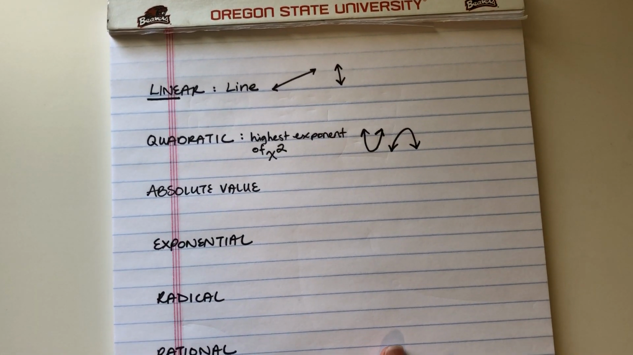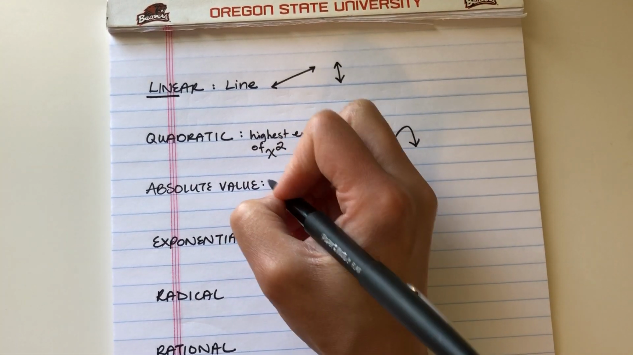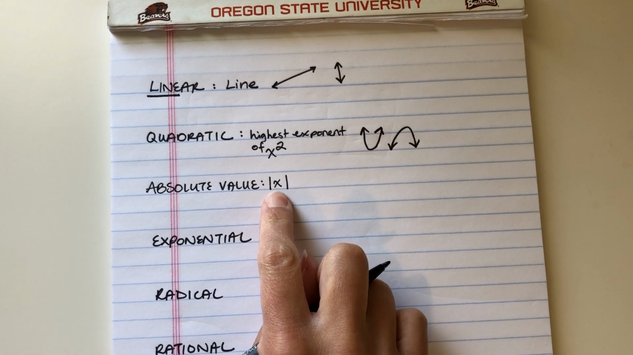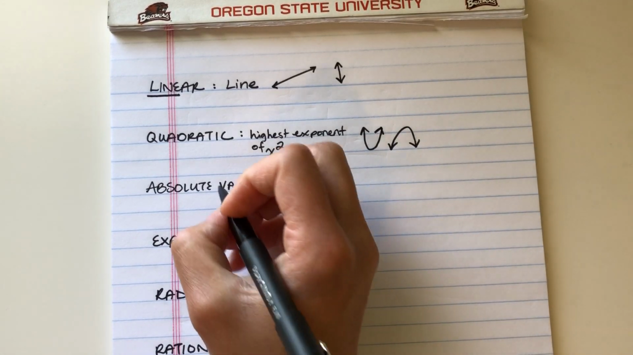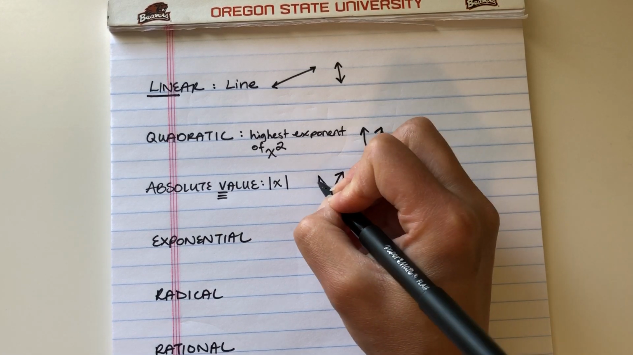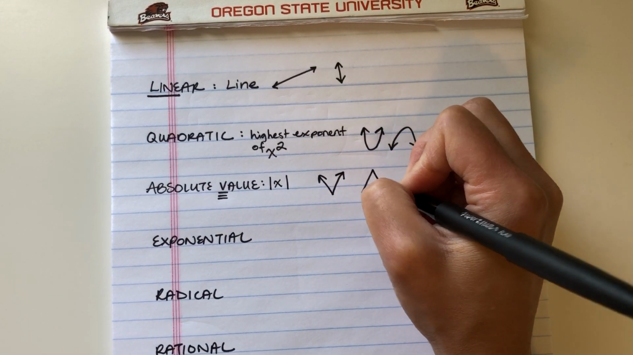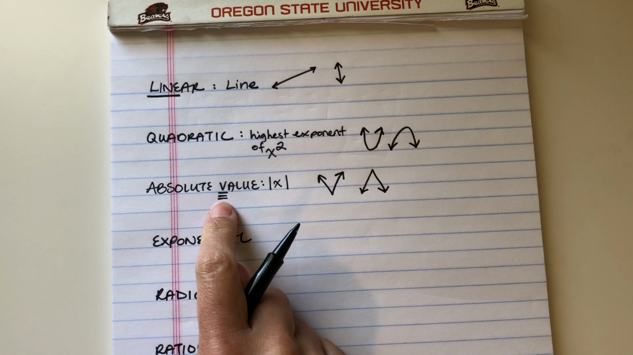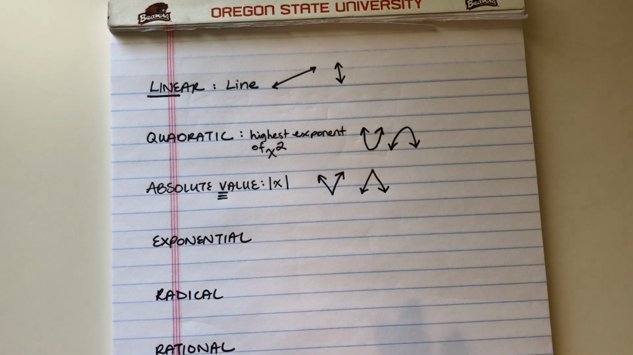Those are the quadratics. Absolute values are going to have these little symbols around the x value. Those are called absolute value symbols. And absolute value, V for value, the graph is going to look like a V. A right side up V or an upside down V. So once again, absolute value, V for value, the graph looks like a V.